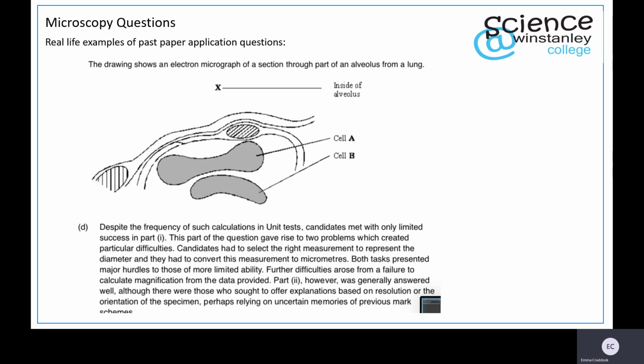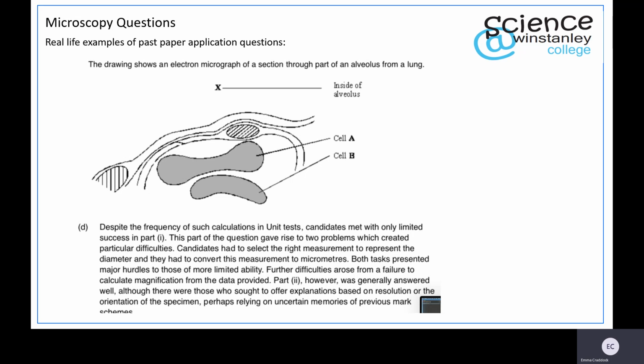So in your part 1, candidates only had limited success. So you had to select the right measurement and then you had to convert it to micrometers. Now both tasks presented a limited ability, so make sure you do plenty of practice on this. So make sure you are good at measuring, identifying where you need to measure and conversion to micrometers. Further difficulties then arose from a failure to calculate magnification, so make sure you know how to calculate magnification.